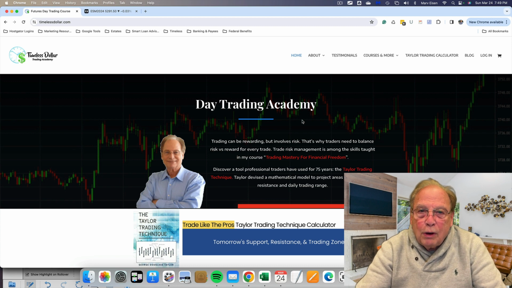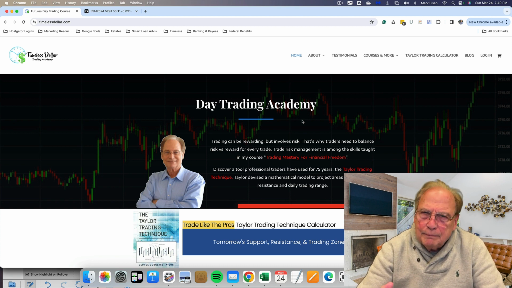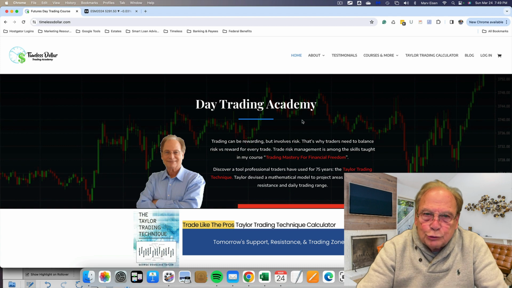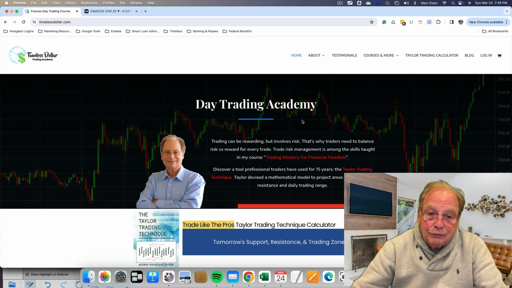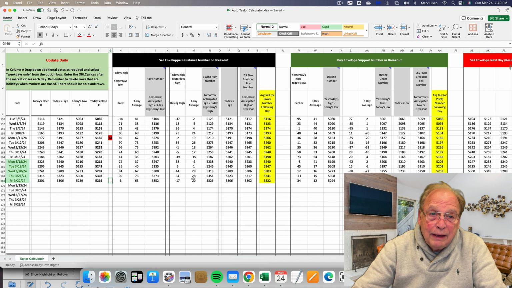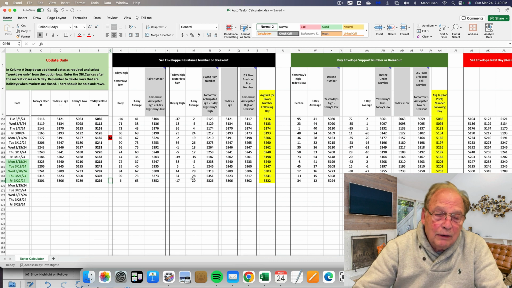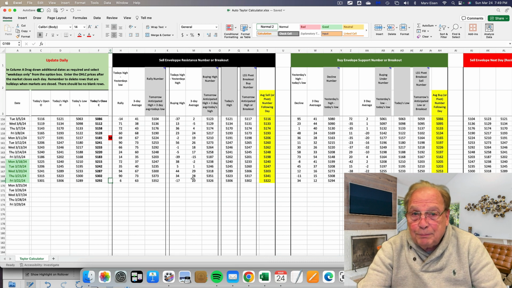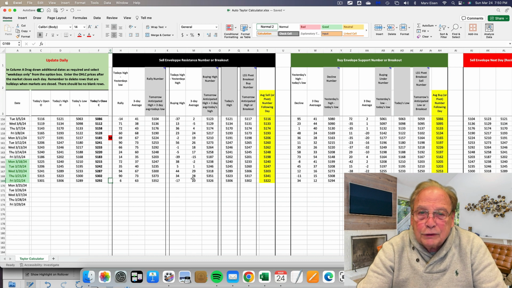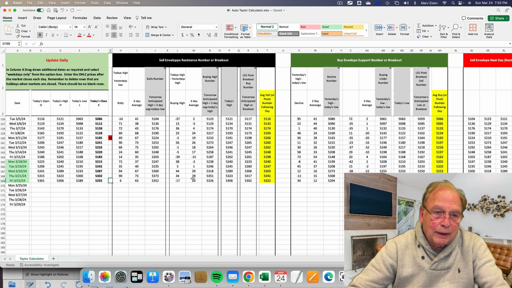And so if you want to be a better trader, learn how to trade. Don't trade every day. Taylor is an excellent tool, and this is what the calculator looks like. If you purchase the calculator, you can use it for S&P E-minis as I do, or you can use it for virtually any market. The Taylor formulas work for almost every market.